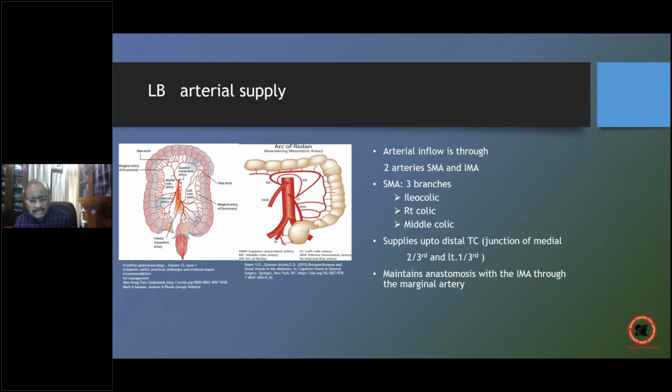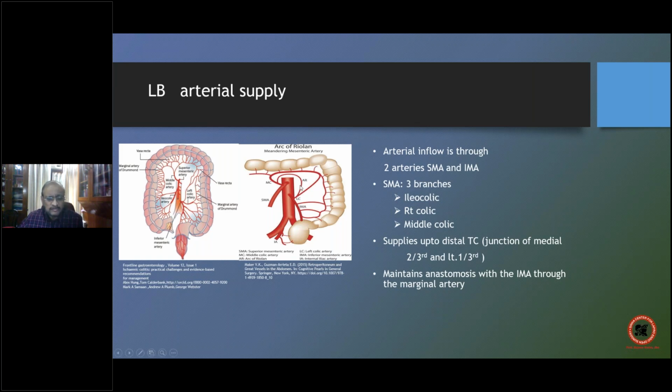Look at the arterial supply of the large bowel. The inflow is through three vessels. We all know that. Number one is the superior mesenteric artery, supplying the ileocolic, the right colic, and the middle colic with the right and the left branches. And you've got the inferior mesenteric artery with the left colic, the sigmoid branches, and of course the superior rectal branch.